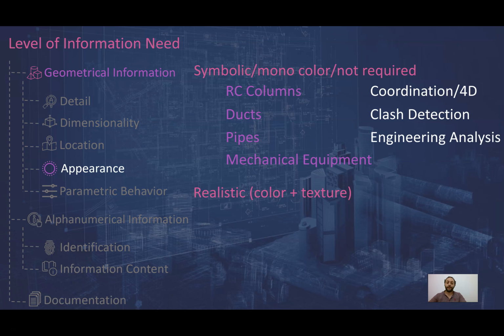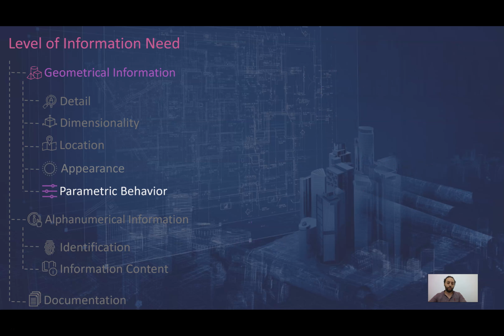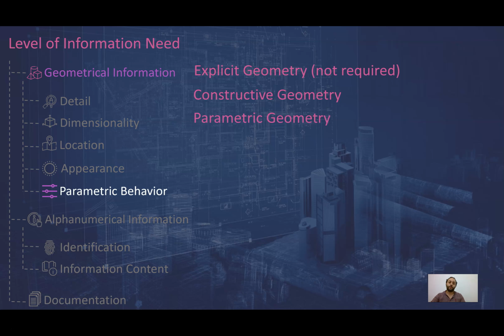The realistic appearance could be for doors and windows, for visualization purposes and augmented reality walkthroughs, for architectural elements in general, by the way. The last thing we will talk about is the parametric behavior. The parametric behavior could be explicit geometry, constructive geometry, or parametric geometry.